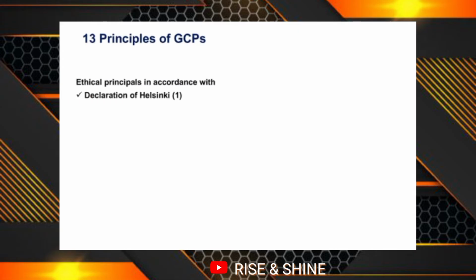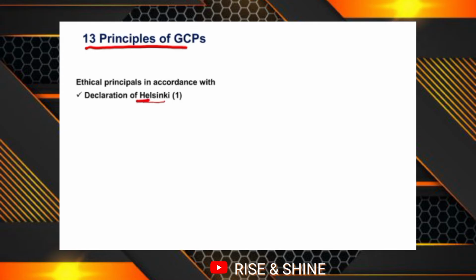Now let's talk about the fundamental principles of GCP. There are 13 principles, and you should know these all the time. You should not only know these principles, but also understand them. So the first principle is the Declaration of Helsinki: any research that you are doing should involve respect for humans, and there should be a benefit. That is your Declaration of Helsinki.